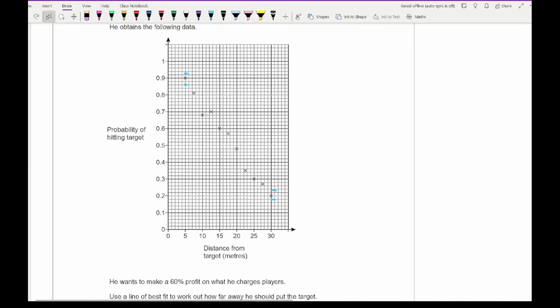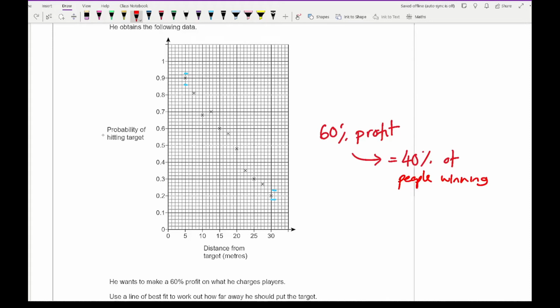So for this, if he wants to make 60% profit, then that equals 40% of people winning. Sorry, not losing. It's going to be 40% of people winning, because obviously 60% profit equals 60% of people's losses. And if this is the probability of hitting the target, that then means that you want a target of 40%. Let me just do that line already.